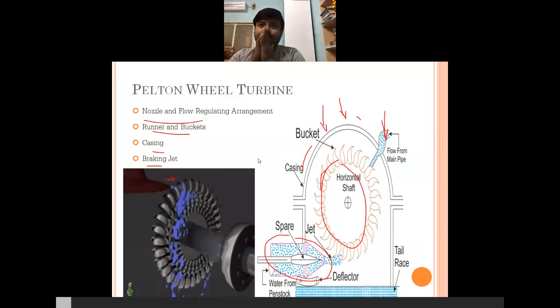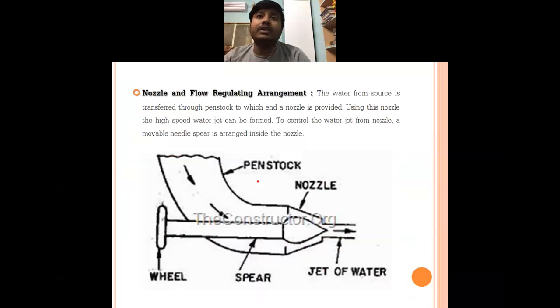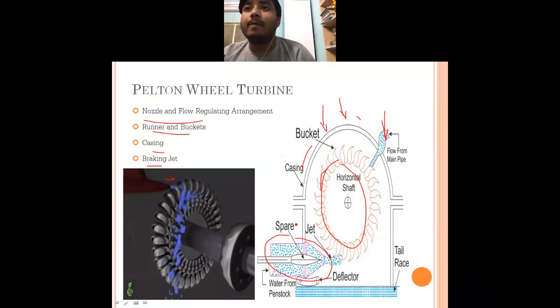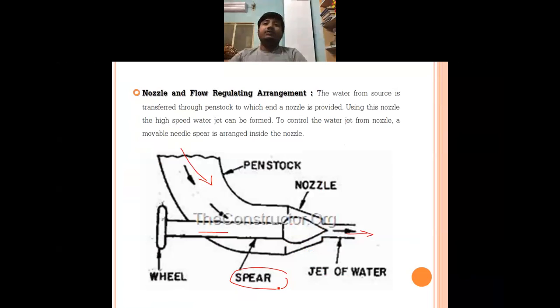Now we'll see these turbines one by one. First, what are the components of this turbine? First comes the nozzle and the regulating arrangement. Nozzle means it is connected to the penstock, a small portion which makes the jet of water. And this is the spear. The spelling is wrong over here. It is known as the spear.